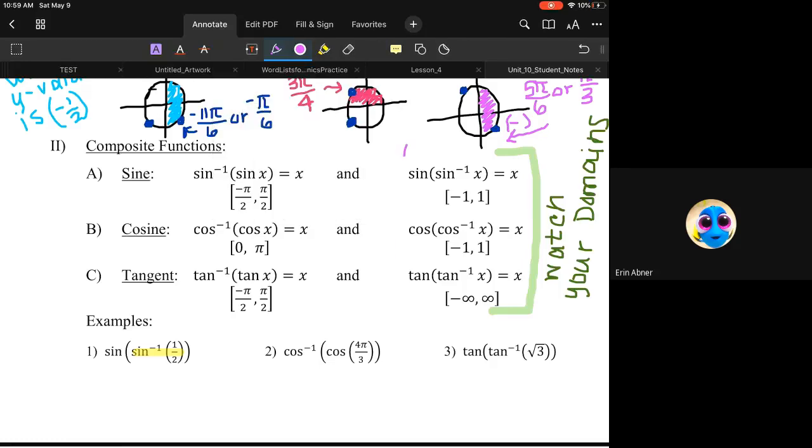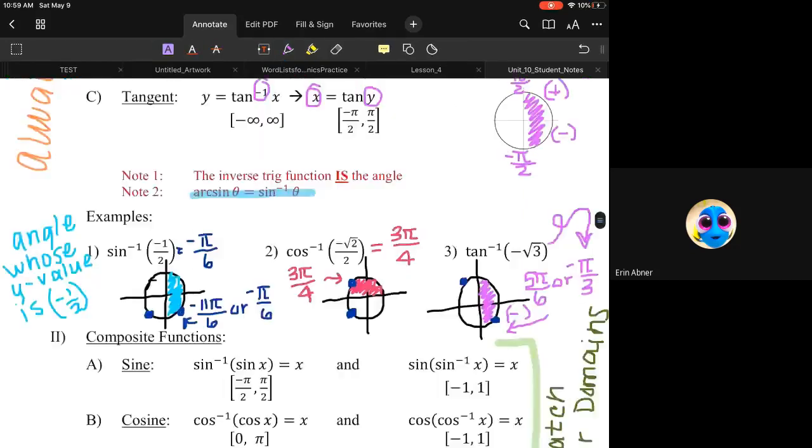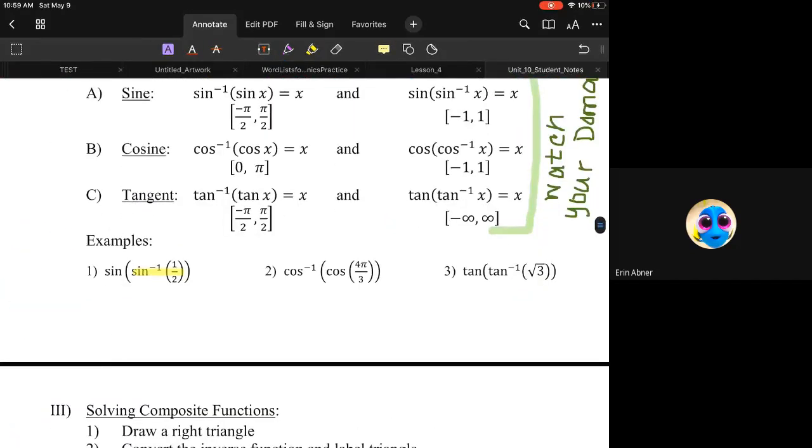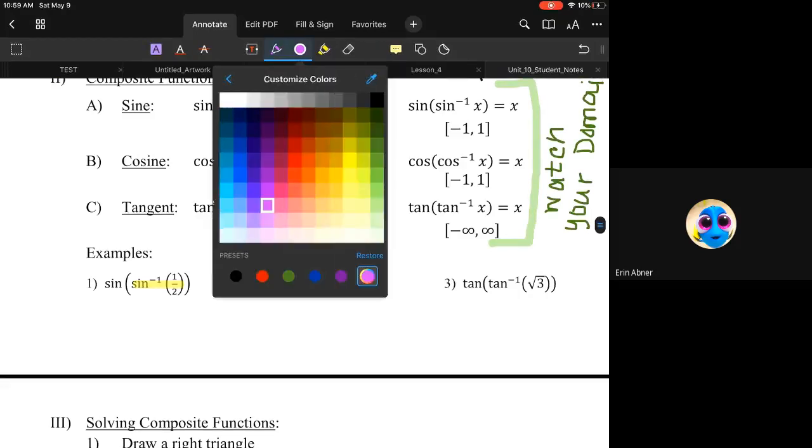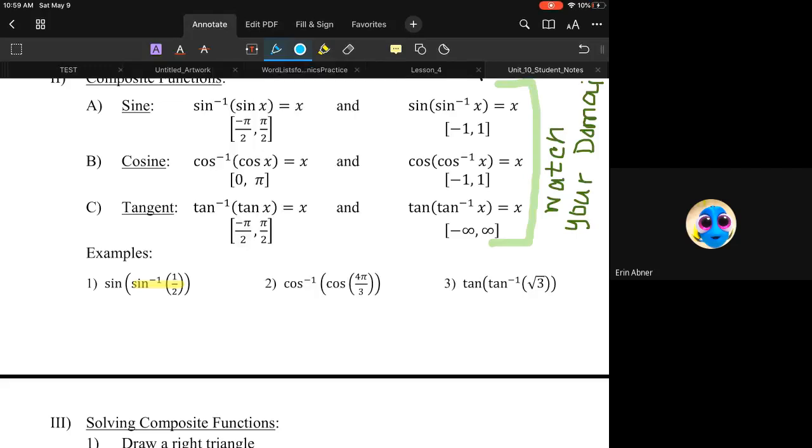Okay. So the inverse sine, oh, blue. So we're keeping a pattern here so you know what you're looking at. Okay. So my inverse sine of 1/2.